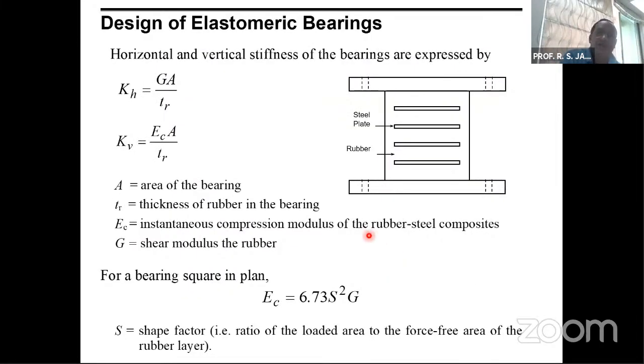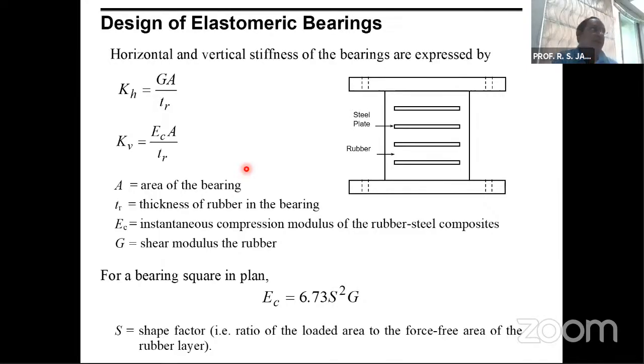So this is a typical cross section, and depending upon the layers and the steel plate, one can find out what is the horizontal and vertical stiffness of the isolation system. The horizontal stiffness does not depend on how many steel plates are provided, but the vertical stiffness depends on the number of steel plates provided, because it changes the EC. And because of the change in the EC, the vertical stiffness changes.